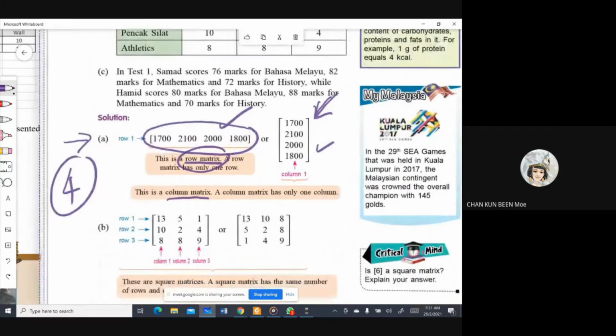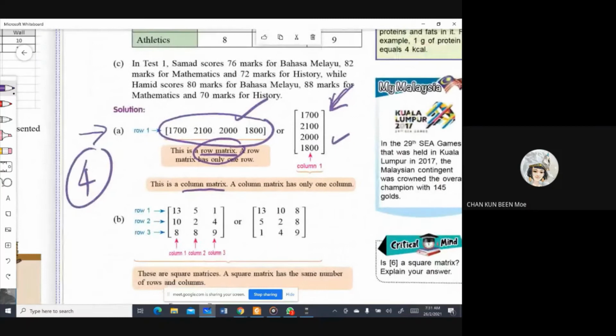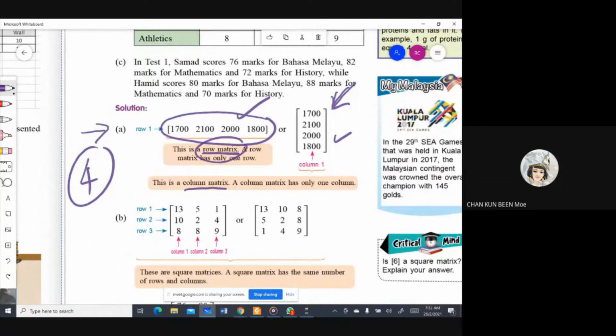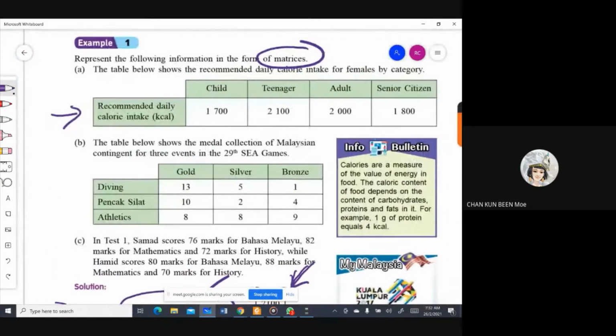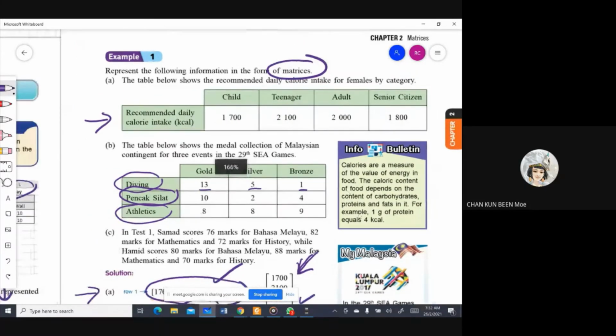The second part. Yeah, it's very hard for me to control this.